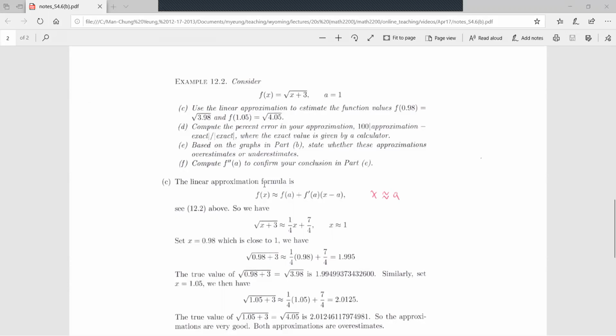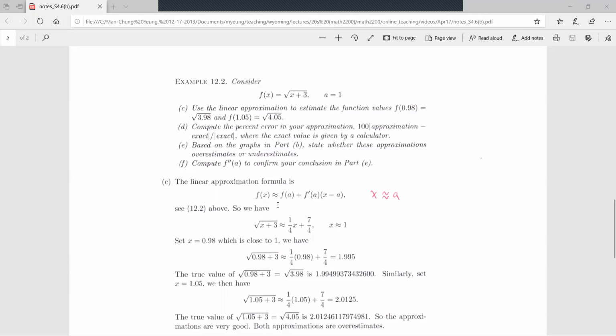The linear approximation formula is here. The left-hand side is the curve, the function f. And the right side is the tangent line at the point a. This approximation is good when the two points x and a are close to each other.